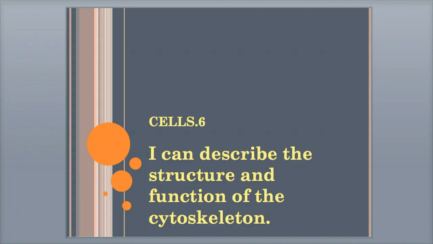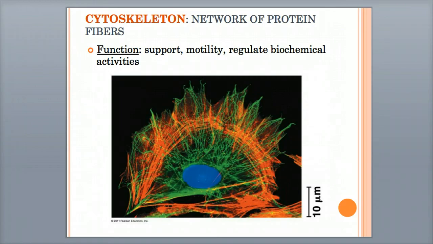Alright, so this is CELLS Standard 6. We're getting closer to the end of this one. Again, it's a lot of body parts, a lot of stuff. This one is just about the structure and function of the cytoskeleton. So just like it sounds, it is like the skeleton of a cell. It consists of a network of protein fibers.